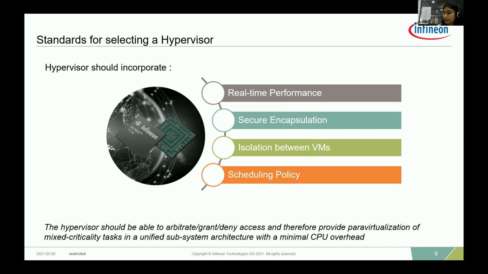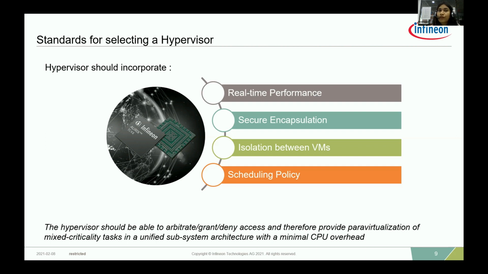So we have some standards that a hypervisor needs to incorporate. First one would be real-time performance, because we are in the automotive domain and real-time is a must. Next, secure encapsulation: we have multiple subsystems in a VM, and we should be able to encapsulate subsystems in a VM. These encapsulated VMs can provide us security policies for communication to and fro from one subsystem to another. Then isolation between VMs, which is related to security.